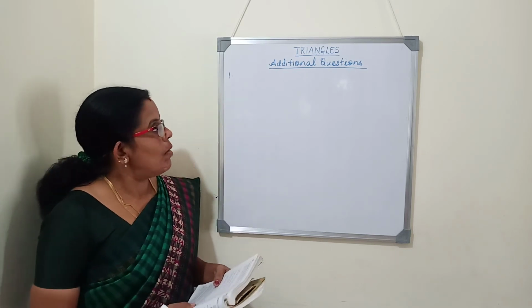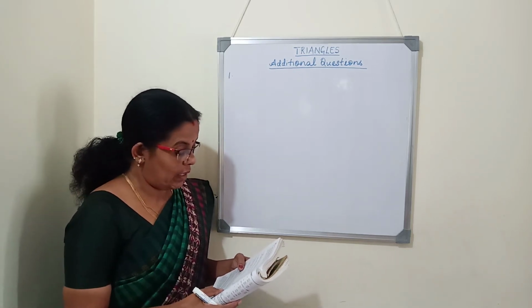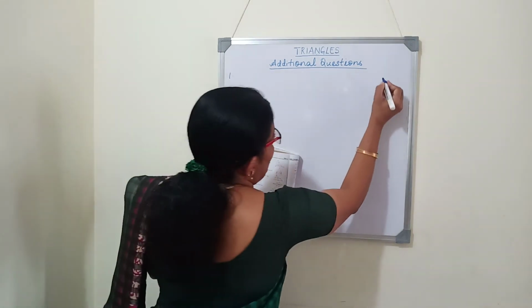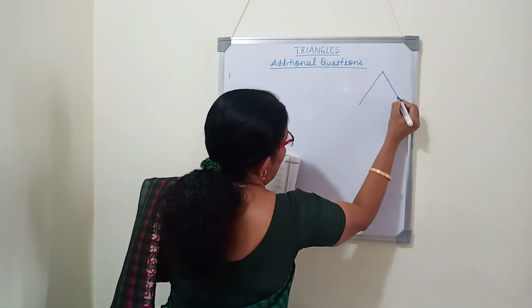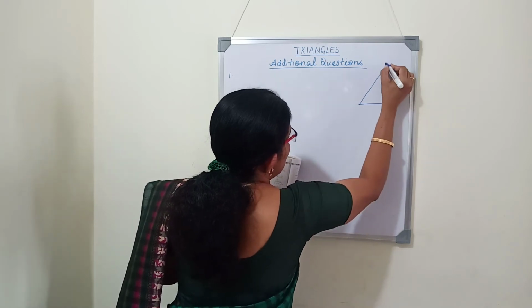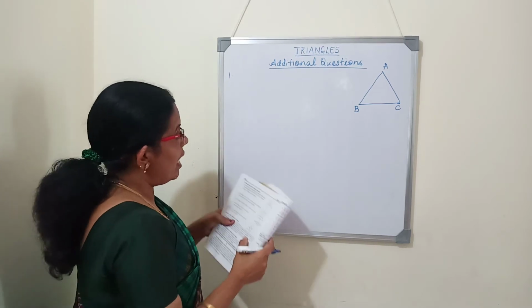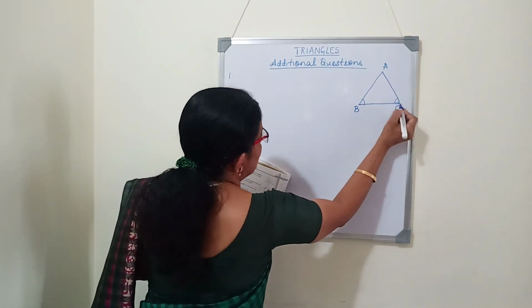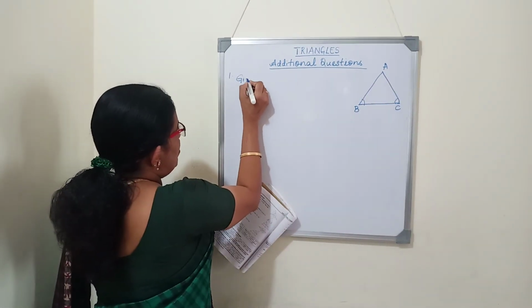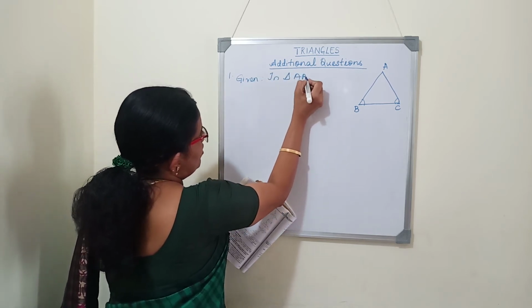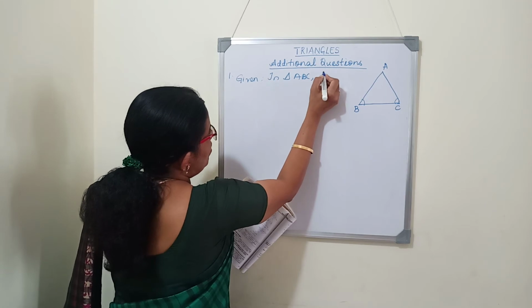Now we will see some additional questions from this topic. First question, in triangle ABC, angle B is equal to angle C. So we will write, given in triangle ABC, angle B is equal to angle C.